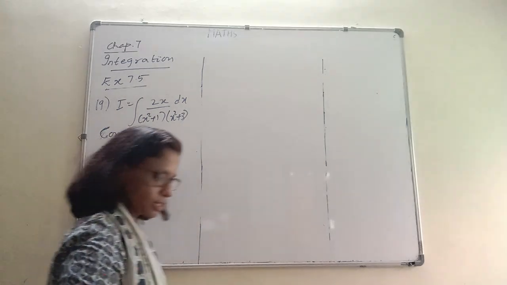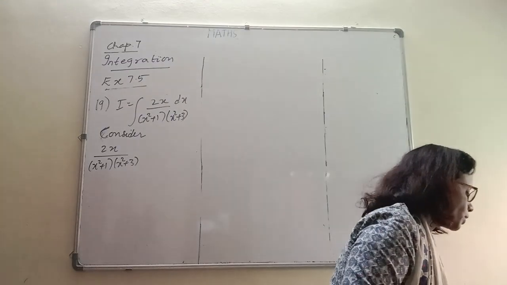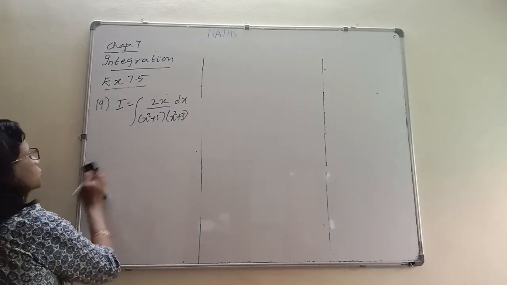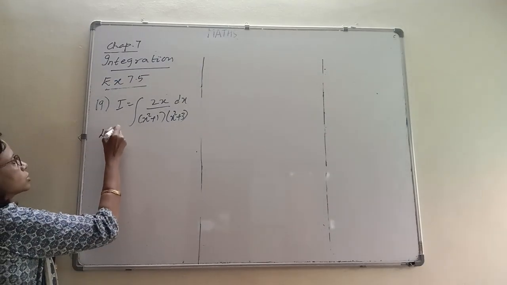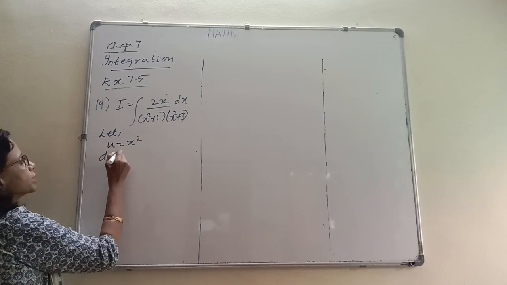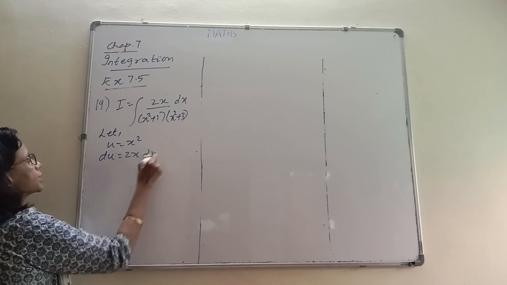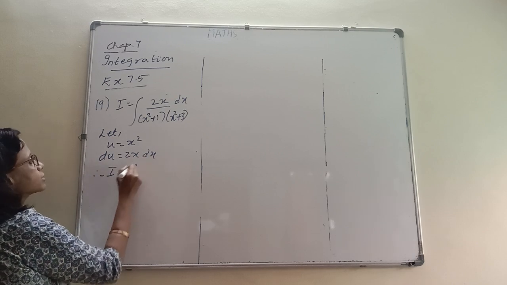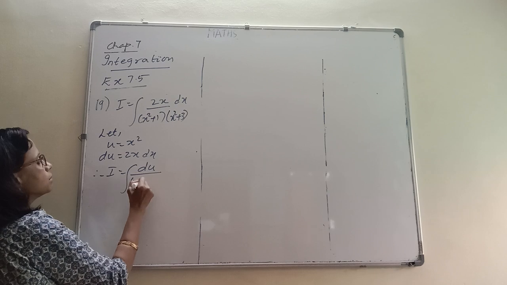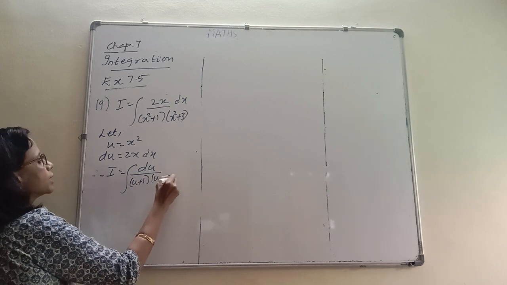Should we ever consider this? No need. I think we can directly go in for the substitution, and as I told you, the substitution is going to work well here. So let's call u as x squared, and when you take the derivative, it is going to be 2x dx, which is du, and this is going to become u plus 1 times u plus 3.